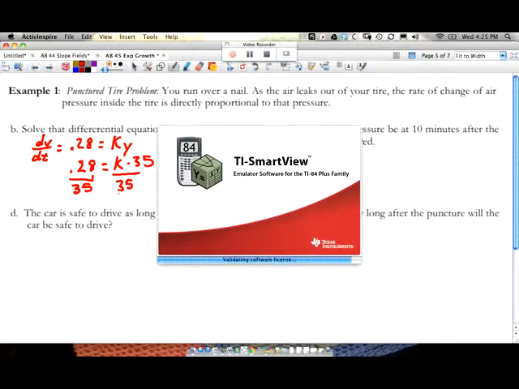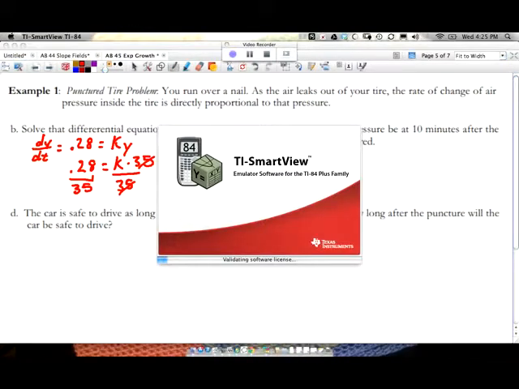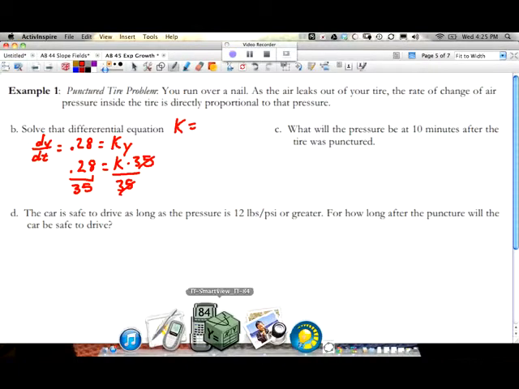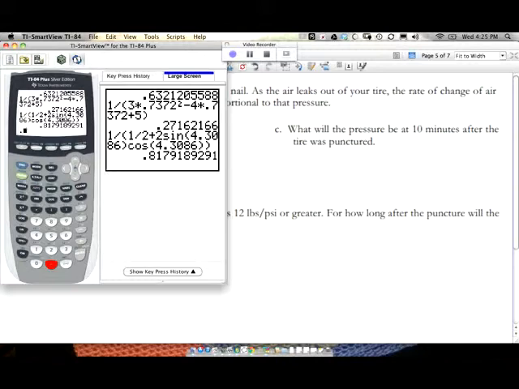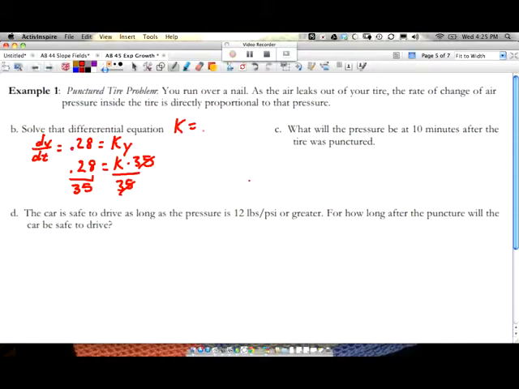So hopefully at this point you guys are starting to use your calculator and beat me to the answer as it warms up. That's going to give me k. Okay, so I can figure out what k equals with that division. Here we go. Calculator. 0.28 divided by 35 is 0.008. So k equals 0.008. All right, that's half of it.